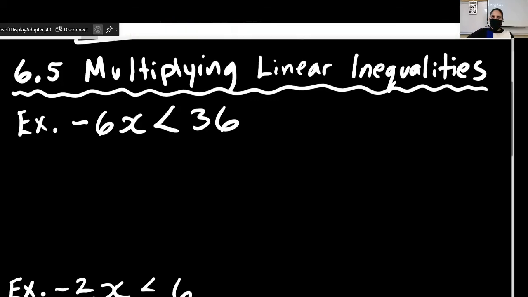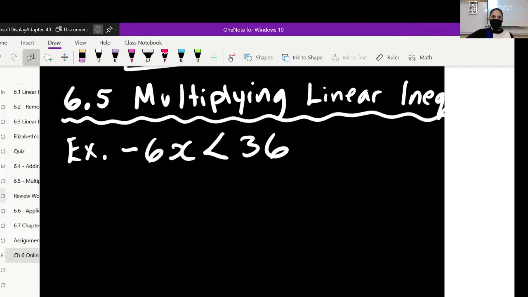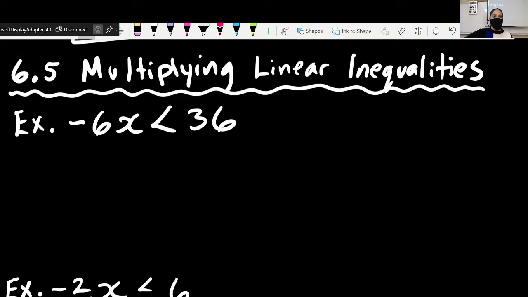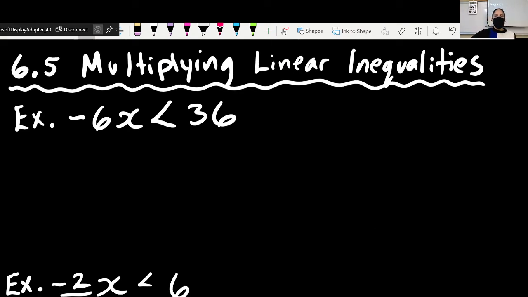We are doing 6.5, which is multiplying linear inequalities. And there is something pretty important or significant with this that I did briefly mention yesterday, but we'll go through it with a bit more detail today. This we've kind of already been practicing.